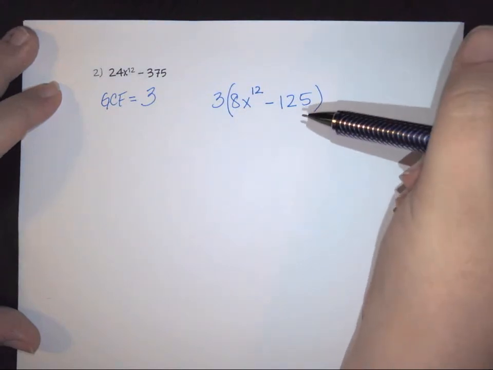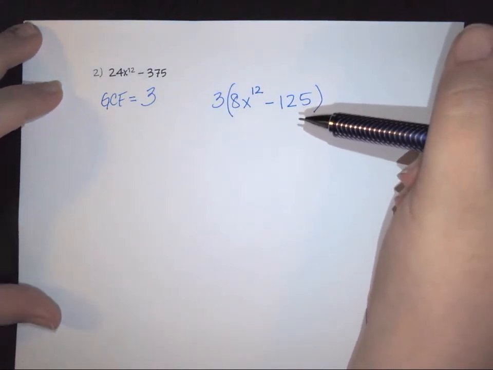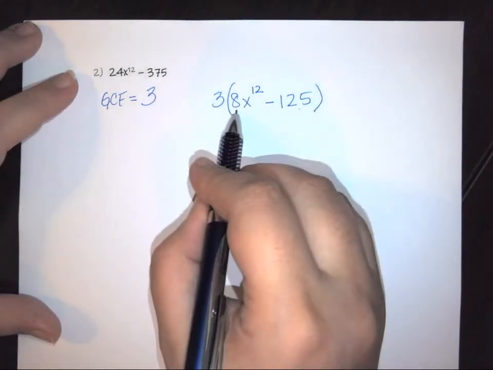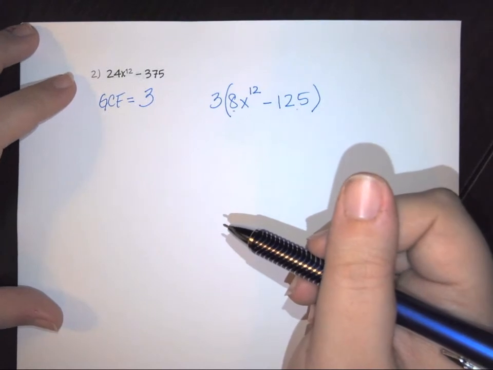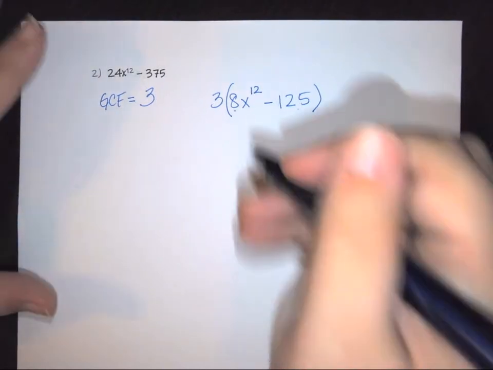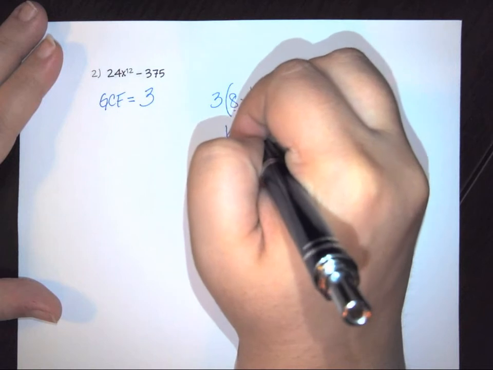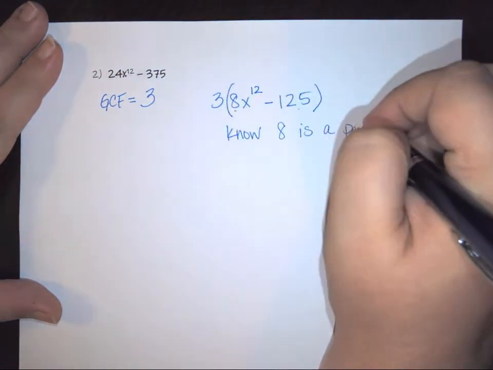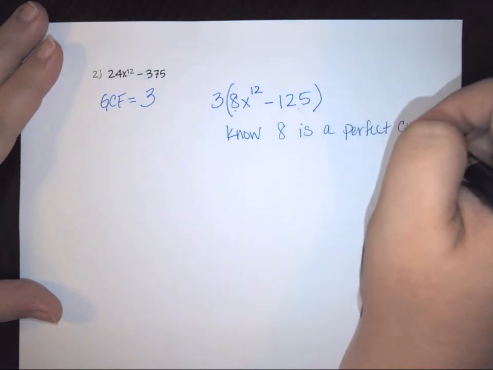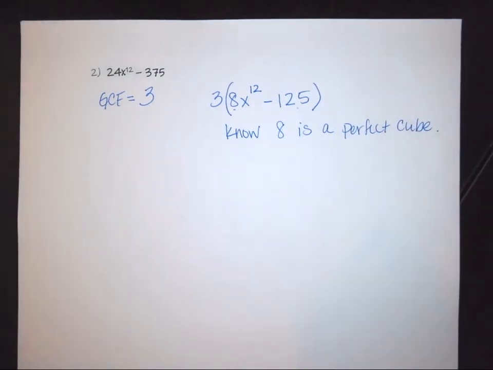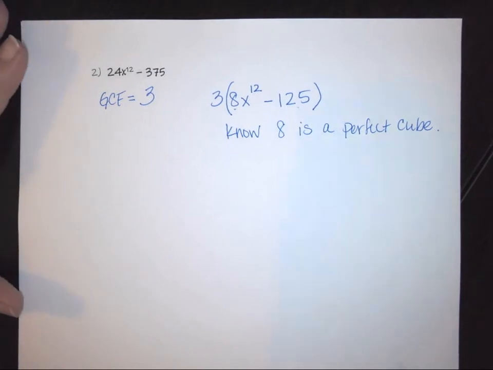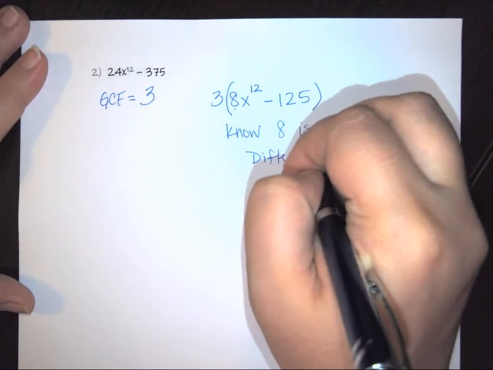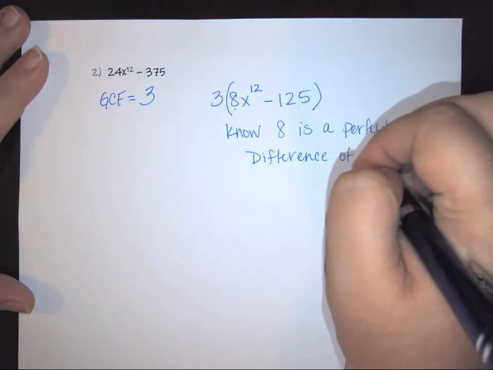I still am not completely sure which I have to work with, so I have to look specifically at my numbers. And what do I know about 8? Well, I know that 8 is a perfect cube. Since 8 is a perfect cube, that means what I'm actually dealing with here is going to be a difference of cubes.